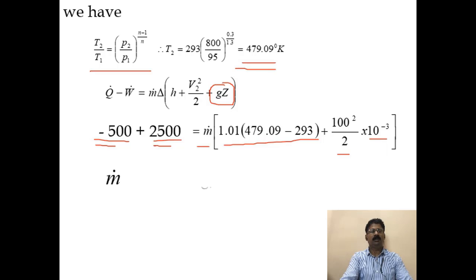So you will get m dot as 10.365 kg per second. So this is how you have to calculate the mass flow rate. So the mass flow rate is 10.365 kg per second.